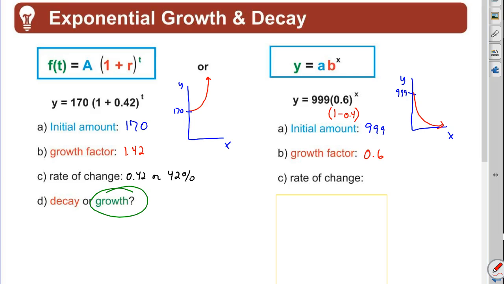And so what is the rate of change? Negative 0.4, or negative 40% rate of change. All right, so the rate of change is 40% in the negative this time. And the last thing, of course, is it a growth or is it a decay? Again, you look at the growth factor. Growth factor is less than 1. It is indeed a decay. All right? Reading exponential growth and decay.